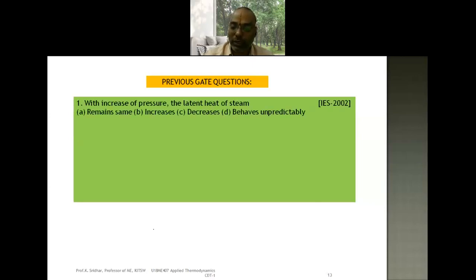So with this concept, you should now be in a position to answer some important questions given in previous GATE and IES examinations. The first question is, with the increase of pressure, the latent heat of the steam. In the first graph I told you that the latent heat of the steam decreases with increase of pressure and increase of temperature. So the answer is C. The second question is, at the critical point, what is the latent heat of vaporization? I told you that its value is equal to 0 at the critical point. So the answer is 0.